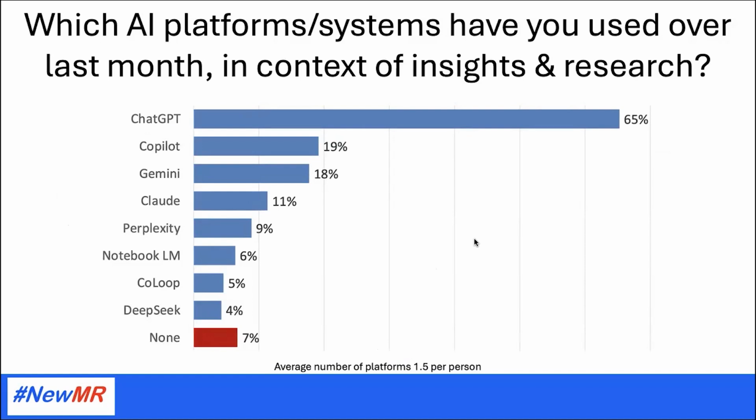One of the reasons I'm not starting with ChatGPT is about 2/3 of you on this call are probably already using ChatGPT. When we did a survey back in June, we found that 2/3 of the NewMR community, the wider group of people that we can reach, had used ChatGPT in the last month. But then there's a really big drop off before we get to Copilot, Gemini, Claude. Potentially 7% of you haven't used an AI platform in the last month. On average, people are using 1.5 platforms per person, but some people are using 7 or 8, and lots of people are using 1.